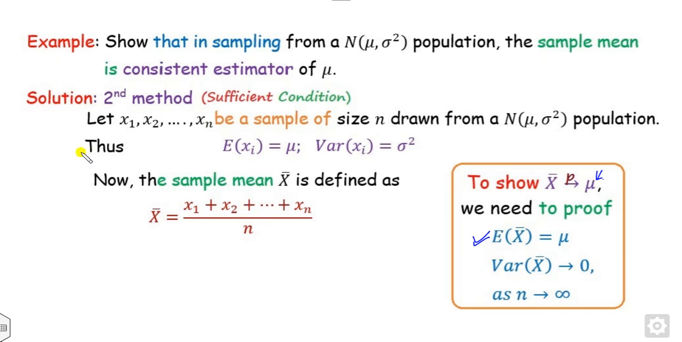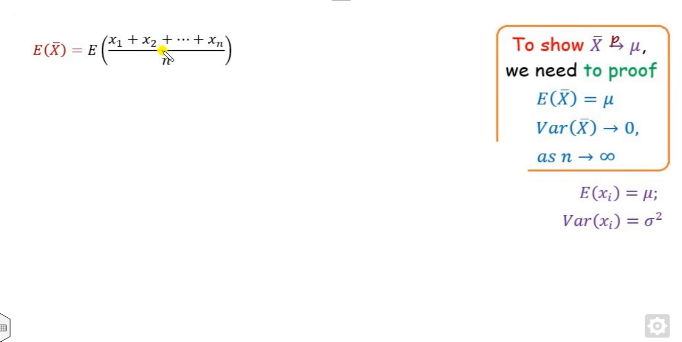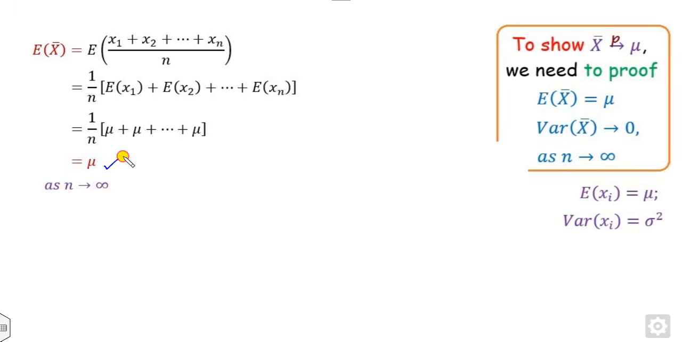So I can start with the first part, E of the x bar. So x bar is this. I can take the E of this on both sides. So 1 by n is outside. What is the E of the xi? We know that E of the xi is a constant value. So if you substitute the value, you will get mu, as n approaches infinity.